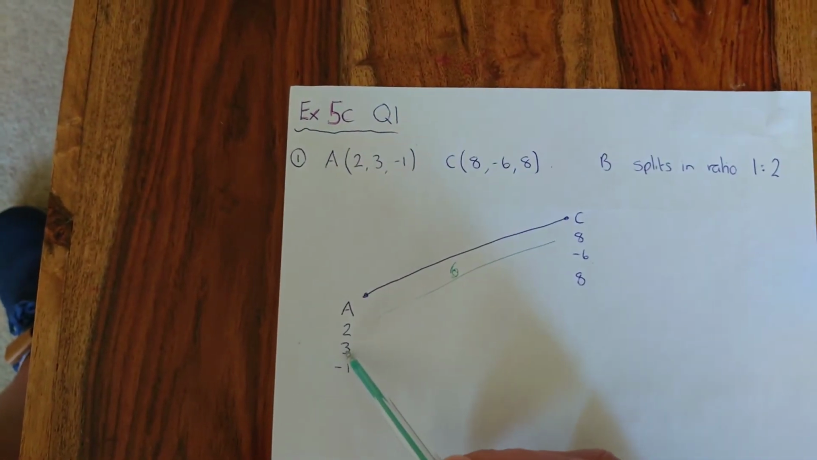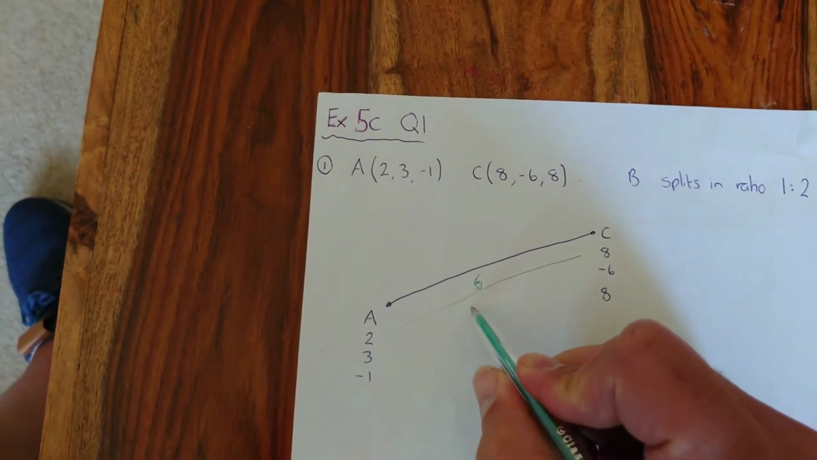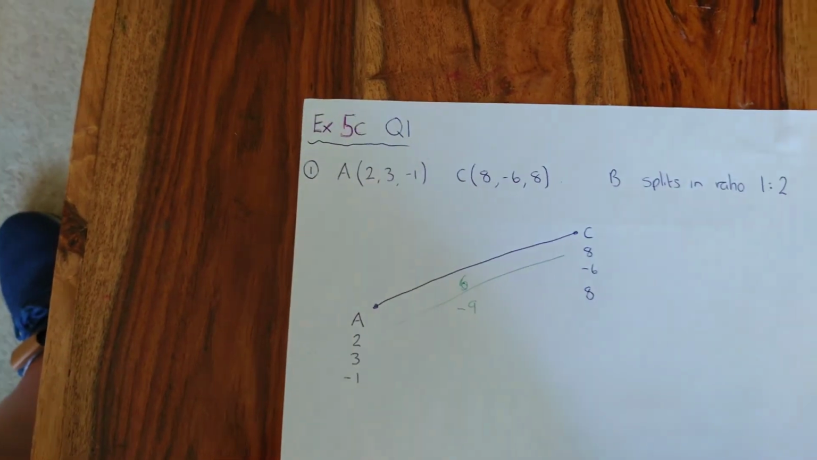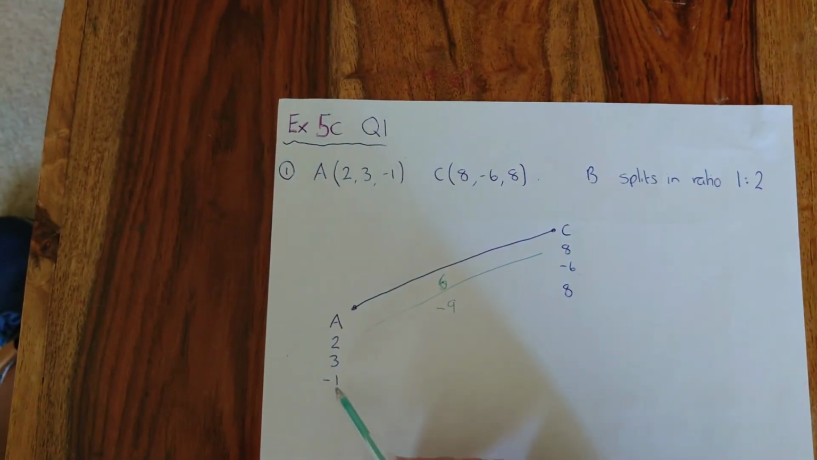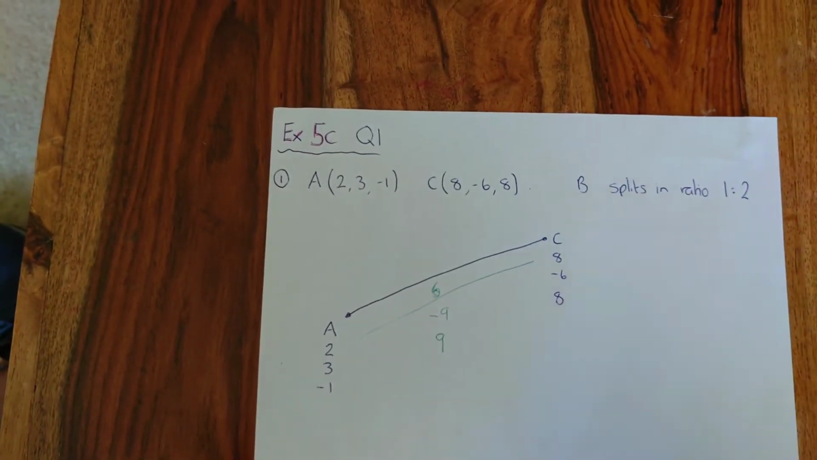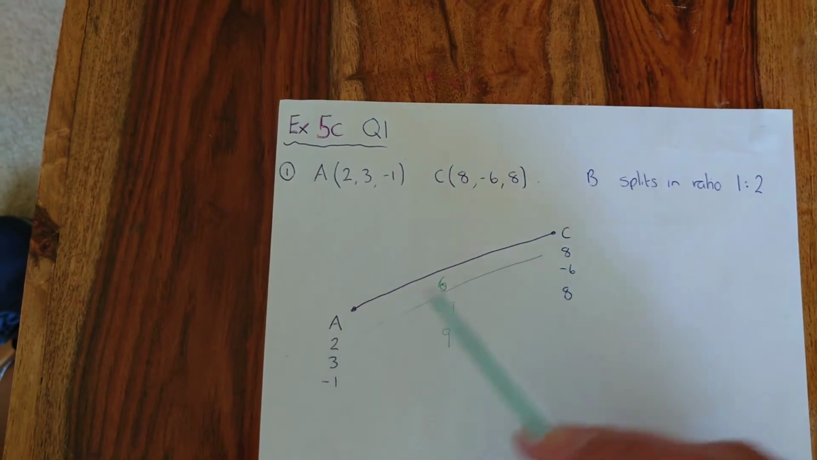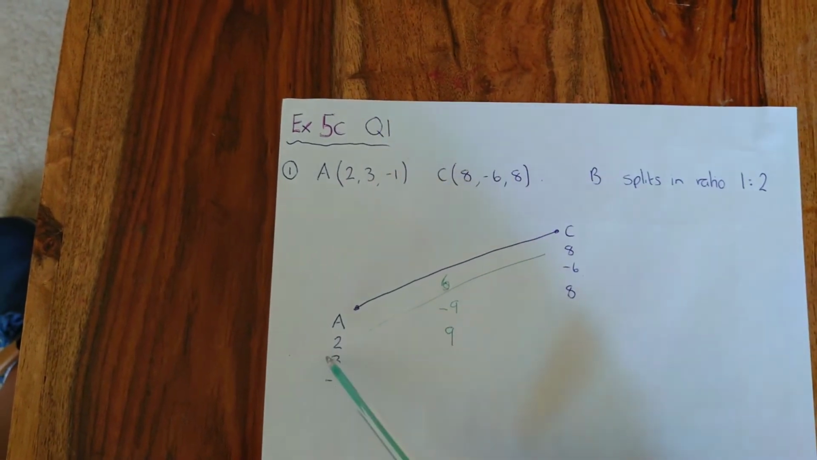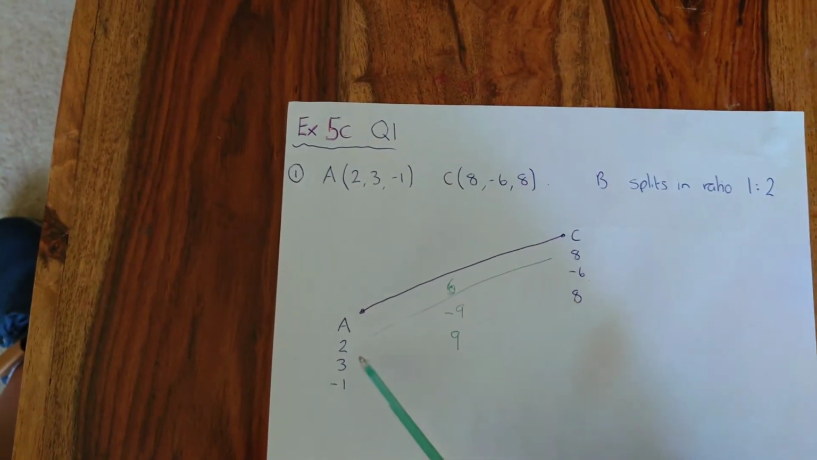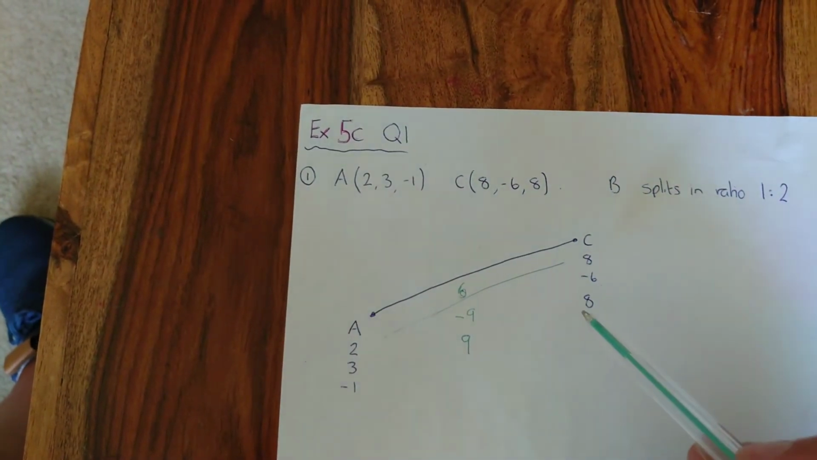I then look at the y coordinates. From 3 to -6 is a difference of -9. So you need to be quite careful with that. And then the difference between -1 and 8 is a difference of 9. So that's what I've got here: the jumps between an x coordinate of 2 and an x coordinate of 8, a jump of 6. This is a jump of -9, and this with the z coordinate here is a jump of 9.